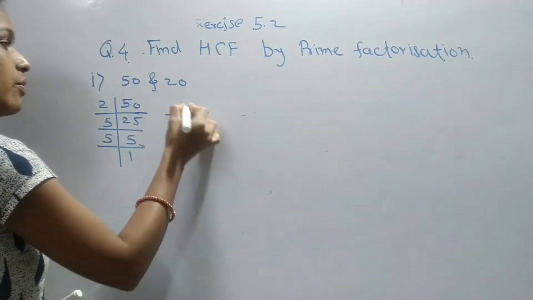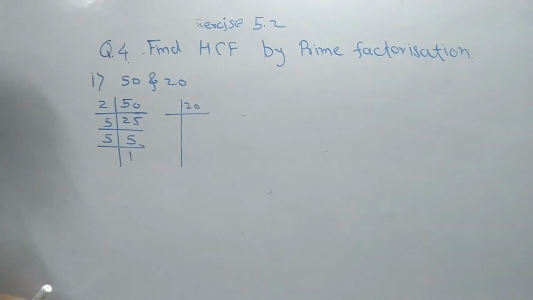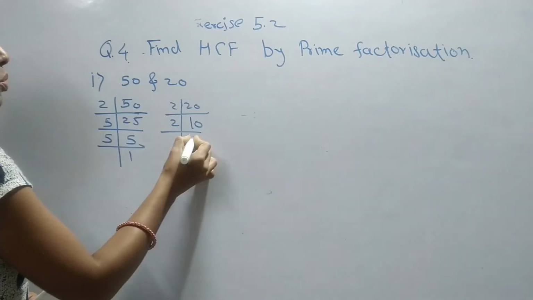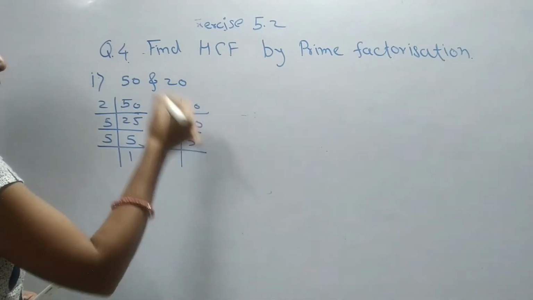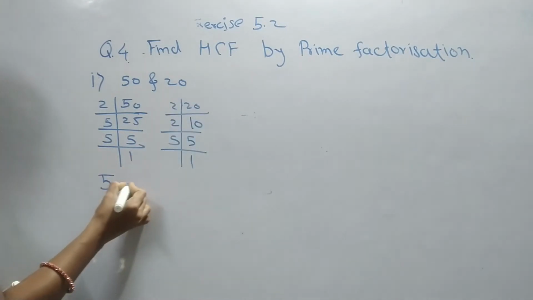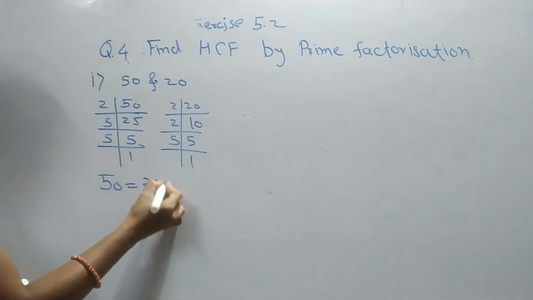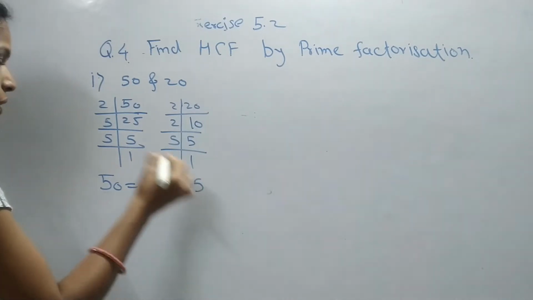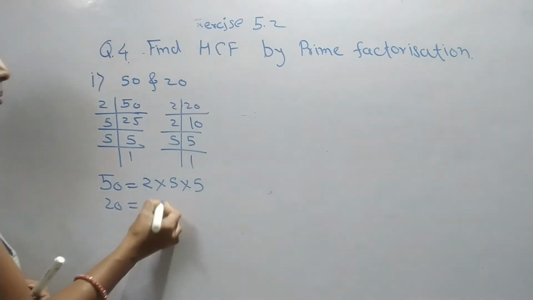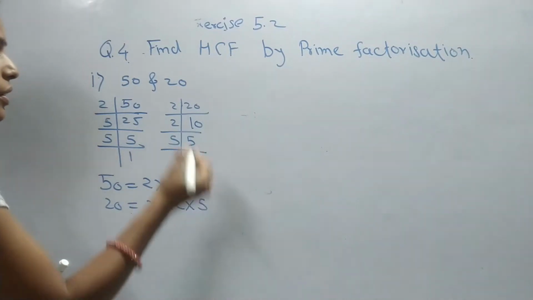Then 20, what is the factorization of 20? 20 is divisible by 2, 2 tens are 20, 10 is divisible by 2, 2 fives are 10, and 5 is divisible by 5, 5 ones are 5. So the prime factorization of 50 is 2 multiplied by 5 multiplied by 5, and the prime factorization of 20 is 2 multiplied by 2 multiplied by 5.